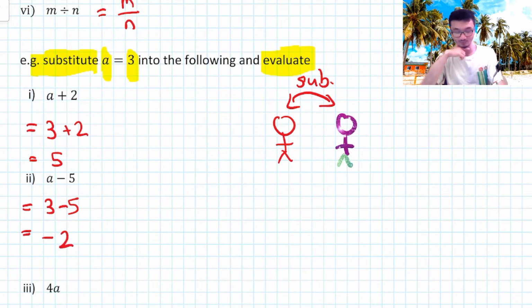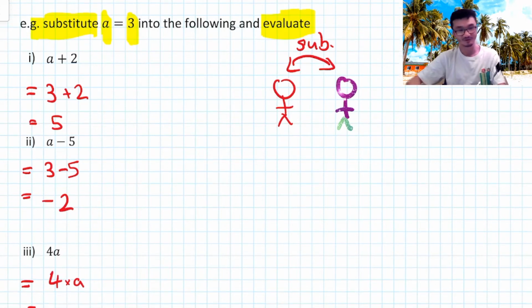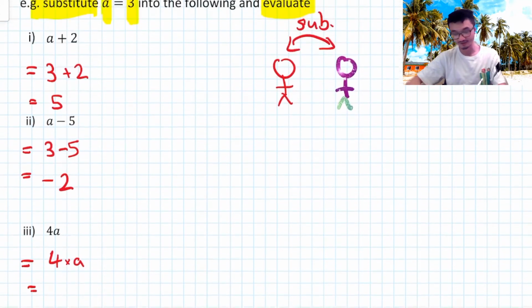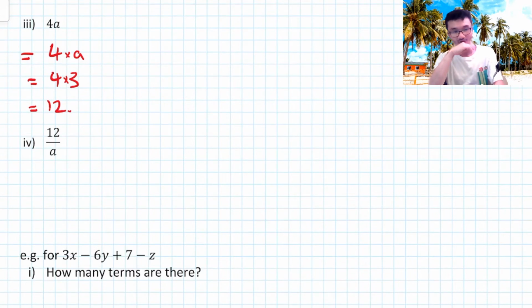That's negative 2. Okay. And last but not least, I've got 4a. And remember, what are our rules from before? Well, if you have numbers and letters next to each other, it means times. So I'll just write a little reminder of that for myself, 4 times a. And so if I've got 4 times a, that's just replacing a with 3, so that's 4 times 3, and that's just going to be 12. Oh, I've got one more. Got too excited there. 12 divided by a, that's just 12 over 4, and that's just going to be 3.